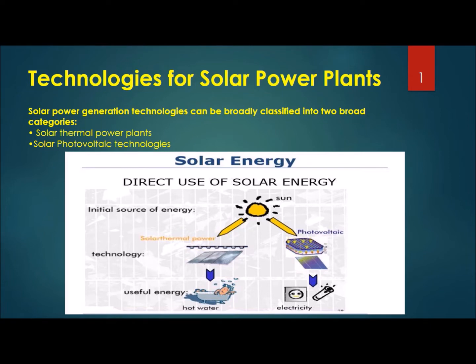Technologies for solar power plants. Solar power generation technologies can be broadly classified into two categories. First is solar thermal power plant and second one is solar photovoltaic technology. As you can see in this very basic picture, the solar energy can be used as thermal energy, and in another form in which the radiant energy of the sun is converted into voltage directly using a photovoltaic cell.